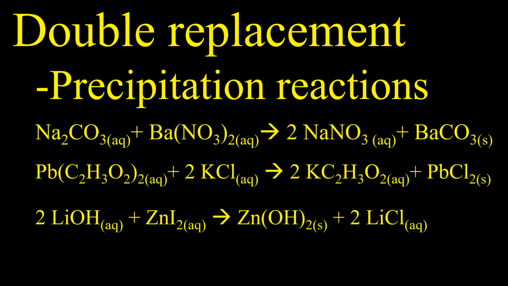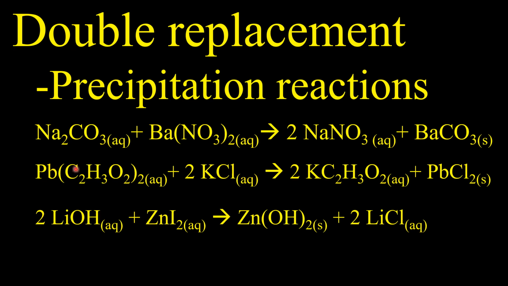So here we go with the double replacement and some examples of precipitation reactions. If you put sodium carbonate together with barium nitrate and you swap the partners, put this nitrate that was with the barium with the sodium, you'll get sodium nitrate, and then you put the carbonate that was with the sodium together with the barium, and you get barium carbonate. And if you look at carbonates up on the solubility rules, you'll find that carbonates are generally not soluble, and barium is no exception.